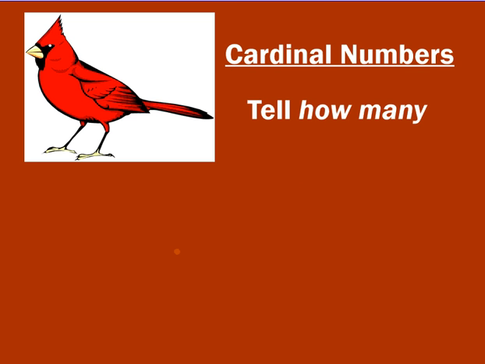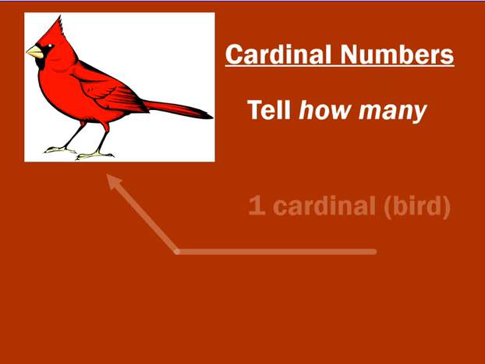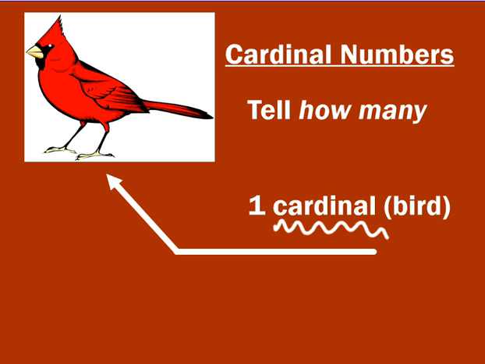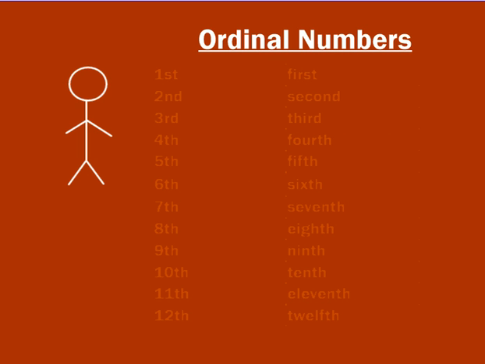Cardinal numbers. They tell how many. So here I have one cardinal, one bird. That's a way to remember it. Cardinal means how many. So when I'm talking about one or two cardinals or three cardinals or 17 cardinals or 7,548,917 cardinals, and we have a cardinal epidemic, that tells how many. That's a review. Today we're going to talk about ordinal numbers.